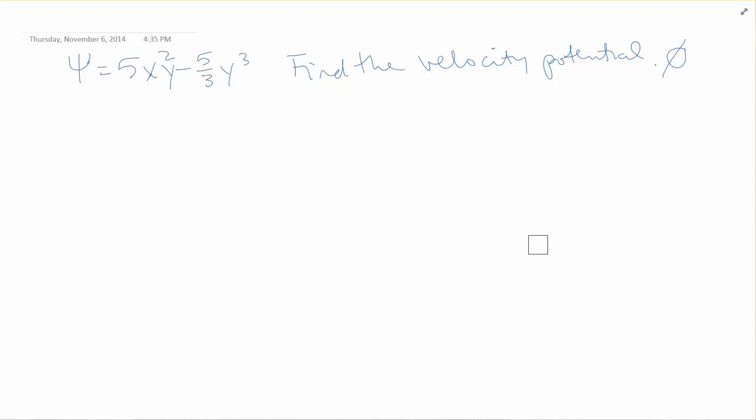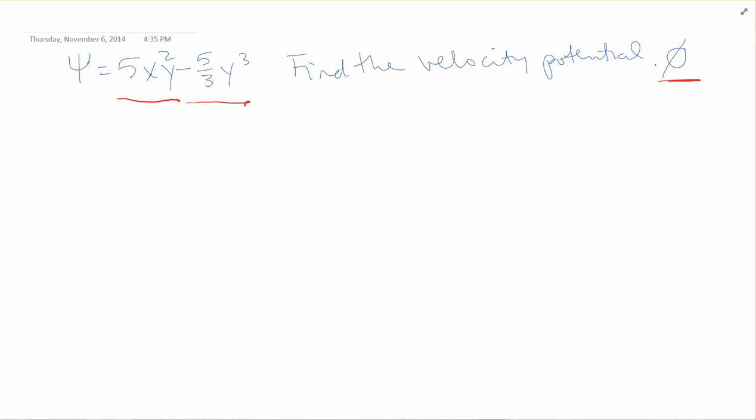This problem gives us our stream function. You can see it here. It is 5x squared times y minus 5 over 3 times y cubed. And what we want to do is find the velocity potential phi. So let's go through and do that.